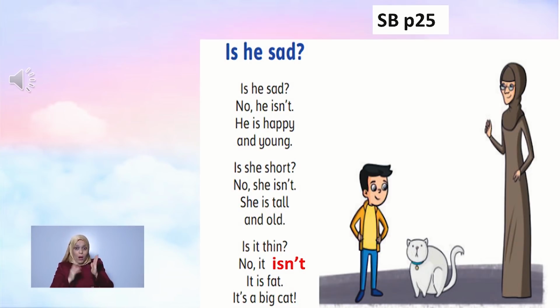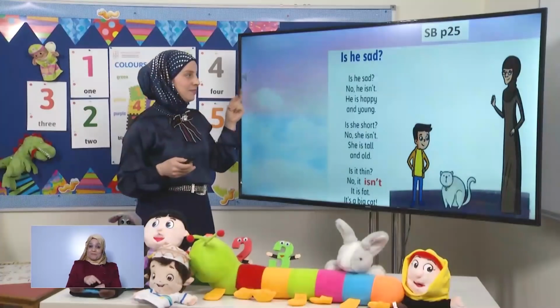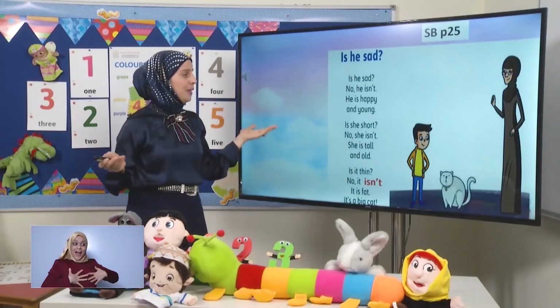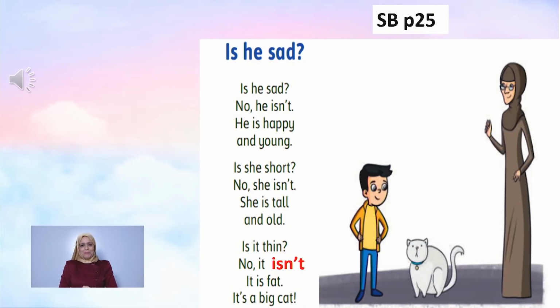Let's go. 2. Listen and say. Is he sad? Is he sad? No, he isn't. He is happy and young. Is she short? Is she short? No, she isn't. She is tall and old. Is it thin? Is it thin? No, it isn't. It is fat. It's a big cat.